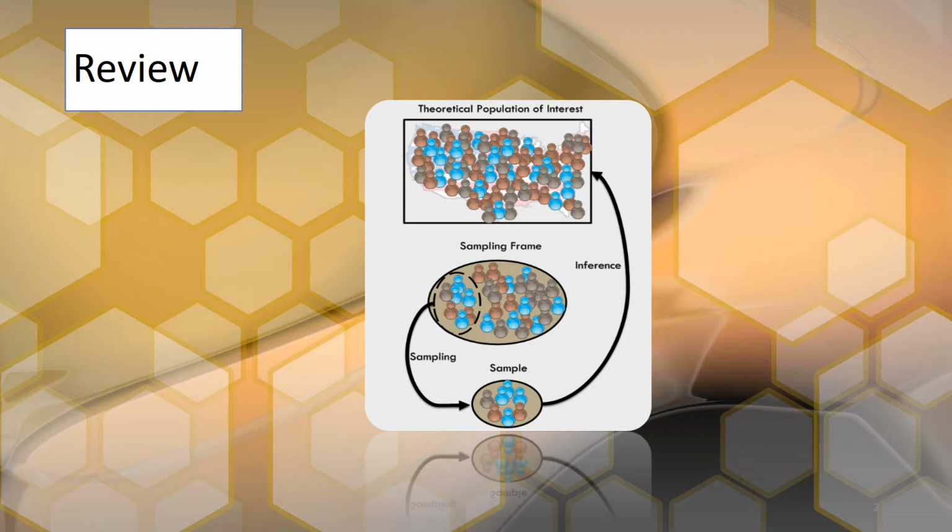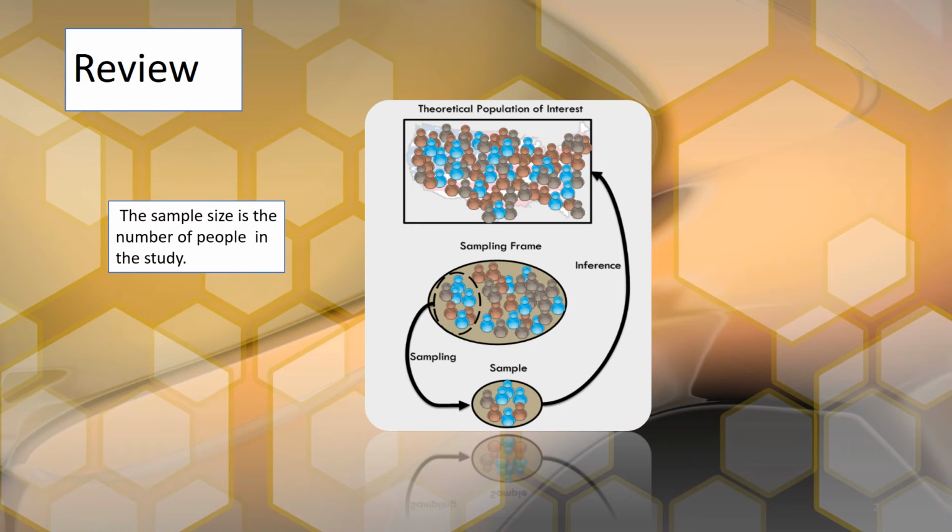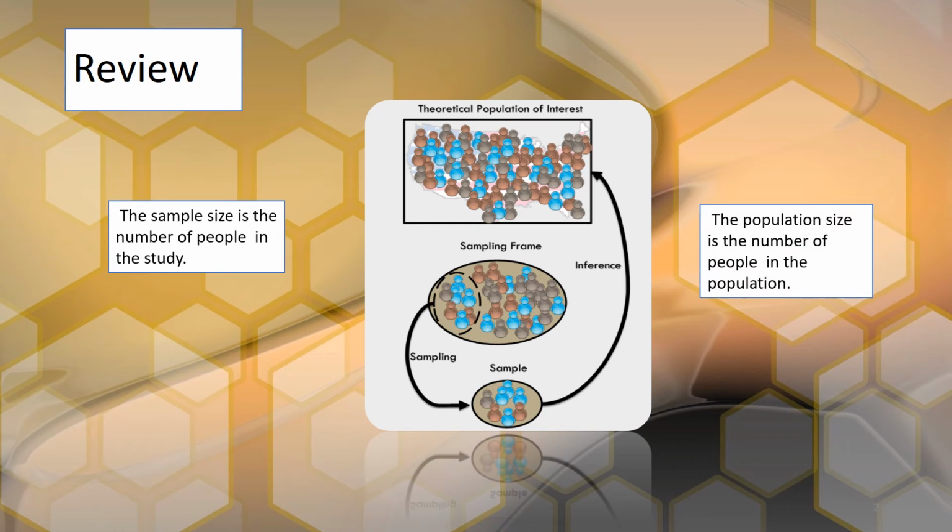Usually people are the experimental units or observational units in psychology. These units are whatever the researcher is collecting data on. The sample size is the number of experimental units or observational units in the sample. In psychology, the sample size is usually the number of people in the study. The population size is the number of experimental or observational units in the population. In psychology, the population size is usually the number of people in the population.